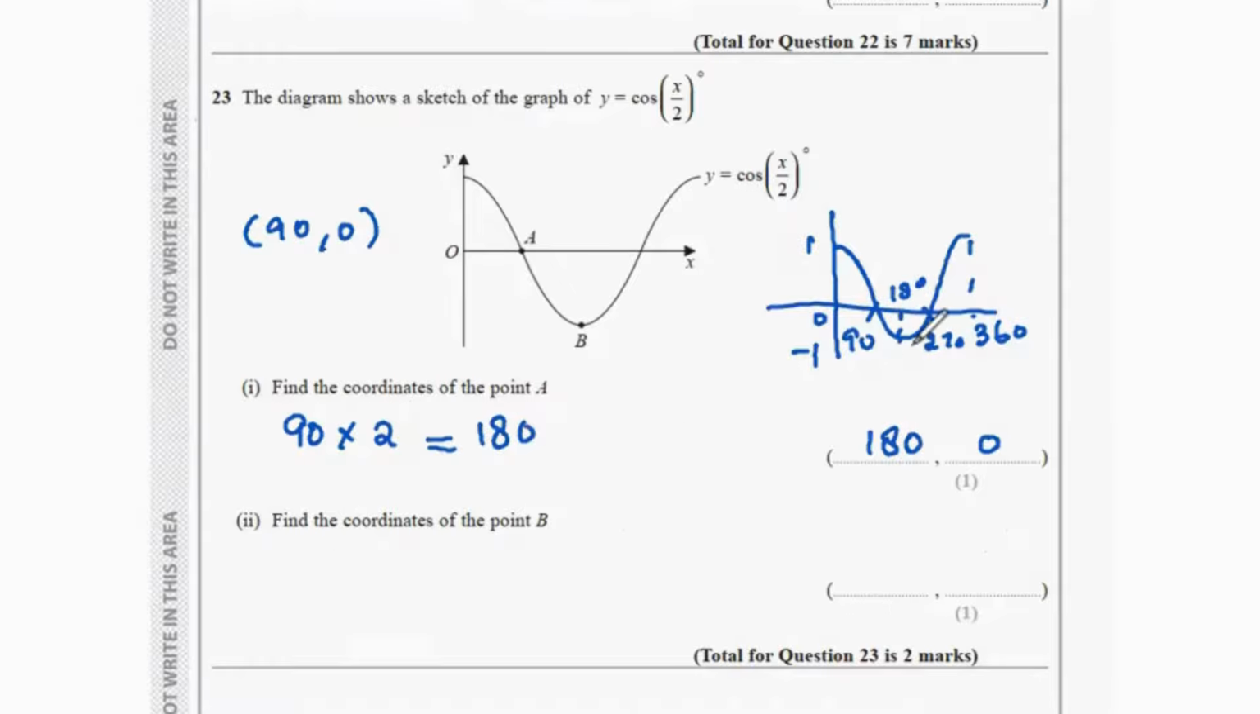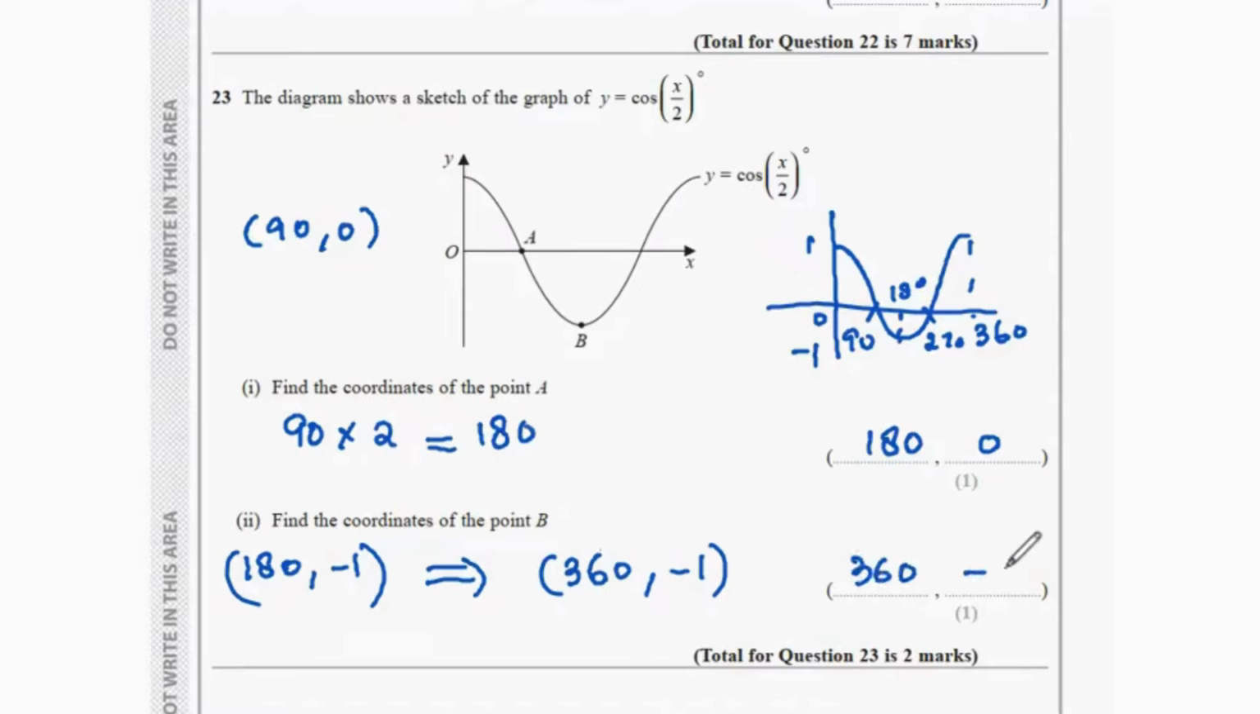Then find the coordinates of B. B originally, based on my original graph, is going to be 180 and -1. So to that, we're again going to multiply 180 by 2. So that's going to give us 360 and -1. The y value remains the same. What changes is the x value. So that is your answer.